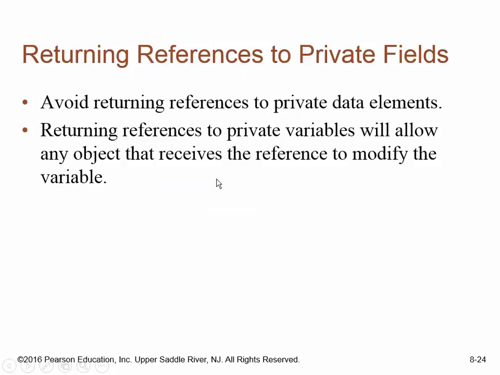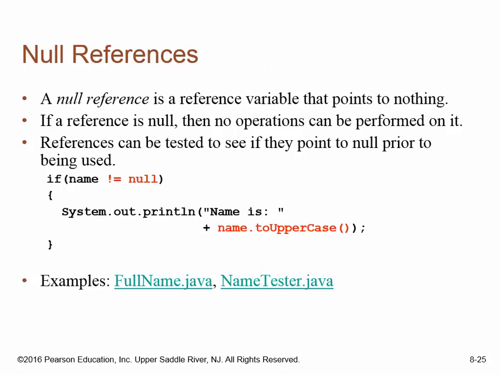All right, a few things here. It says avoid returning references to private data elements. Returning references to private variables will allow any object that receives the reference to modify the variable. What they're saying here is be careful. There's a thing that's discussed in security terms called the principle of least privilege. And what that means is only give something the abilities that it needs to get the job done and nothing more. And that's pretty much what they're saying right here.